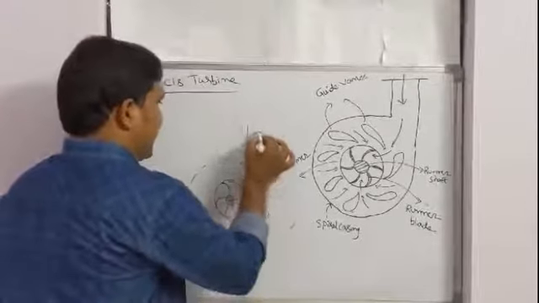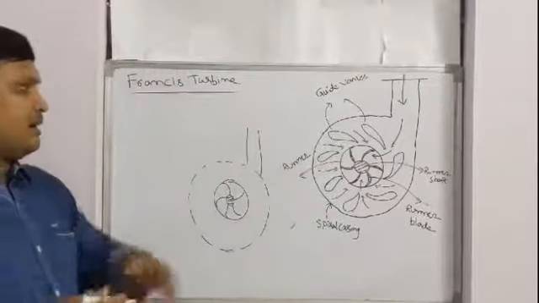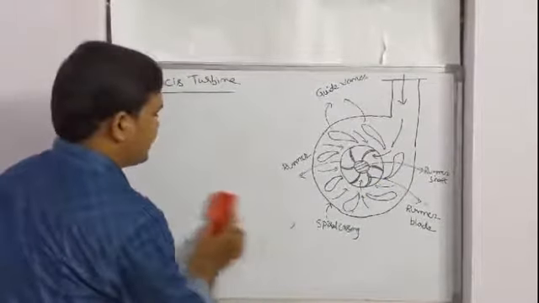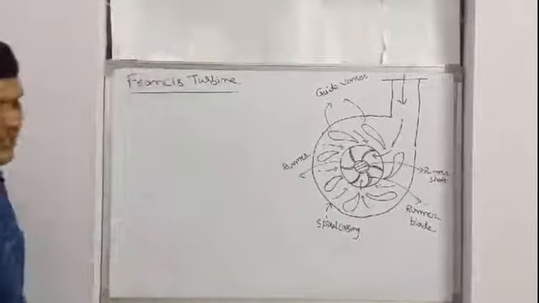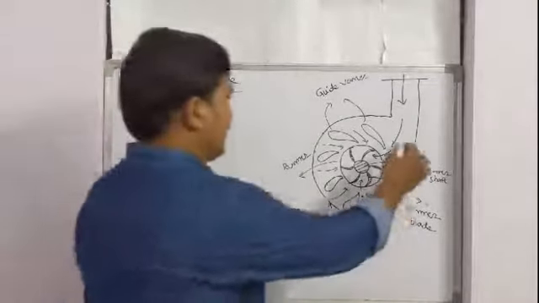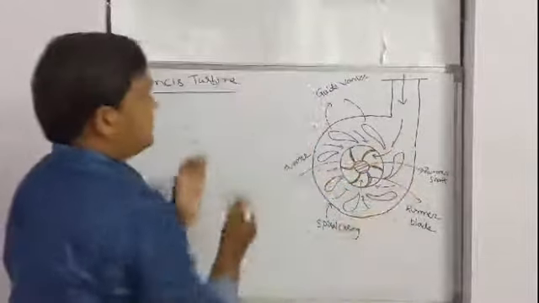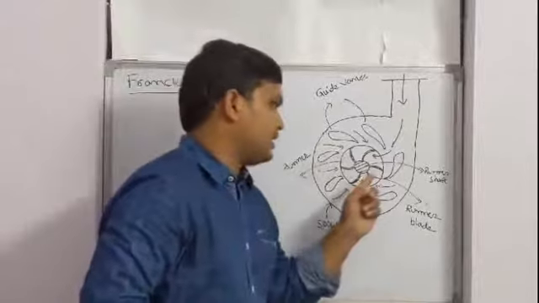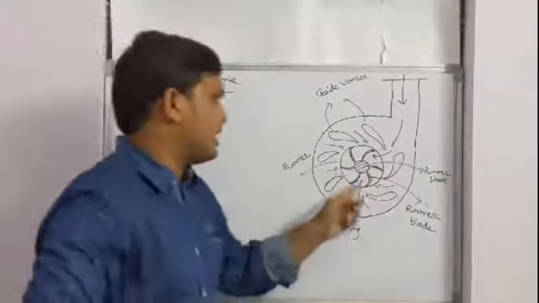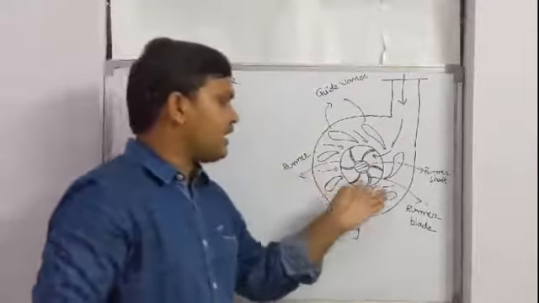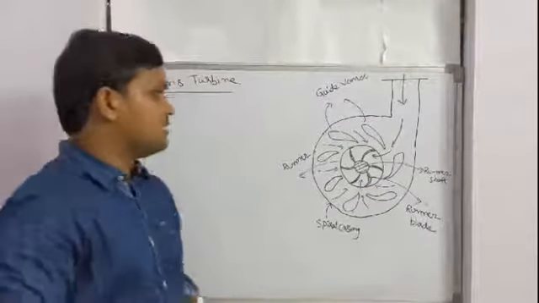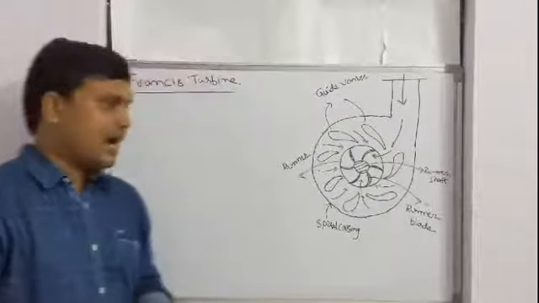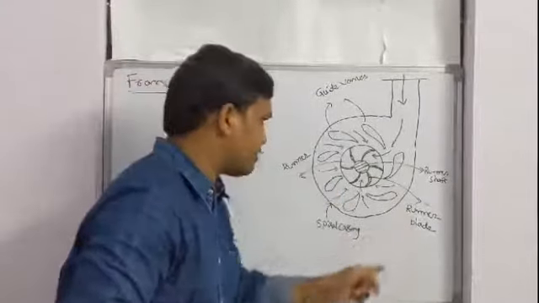The spiral casing is attached to the end of the penstock. So the water coming from the penstock enters the spiral casing. The spiral casing gradually reduces in cross section. I already explained in my animation why it is reduced. What is the use of reducing the spiral casing diameter? When the spiral casing diameter is reduced, the velocity increases as per the continuity equation. Whenever the velocity increases, the kinetic energy also increases in this spiral casing.